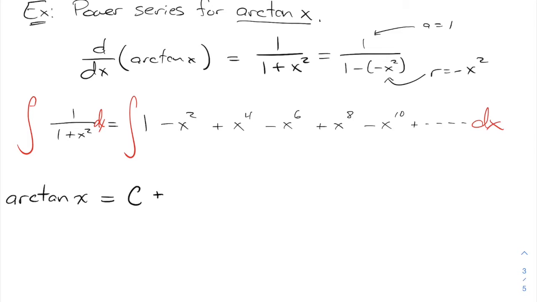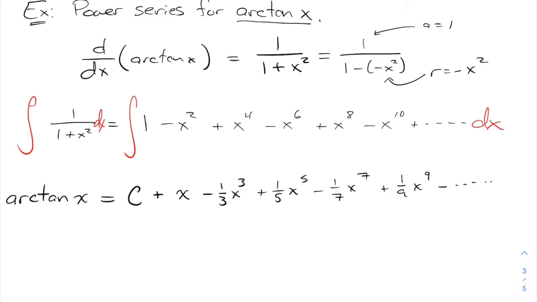Then I'm going to integrate this stuff term by term. Integrate 1, that gives us x. This gives us minus 1/3 x cubed. The x to the 4th integrates to give us plus 1/5 x to the 5th, minus 1/7 x to the 7th, plus 1/9 x to the 9th, etc.